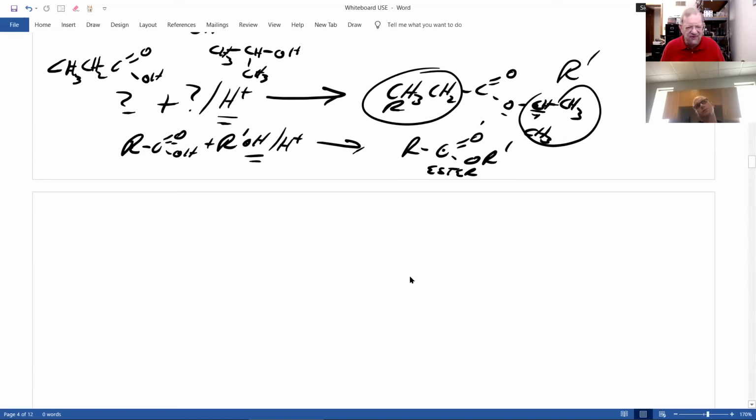And Mother Nature uses this reaction all the time. Next time you're out walking, you smell the flowers. Don't forget, smell the flowers on your journey through life. I always do when I go out walking. And you're smelling esters mainly.